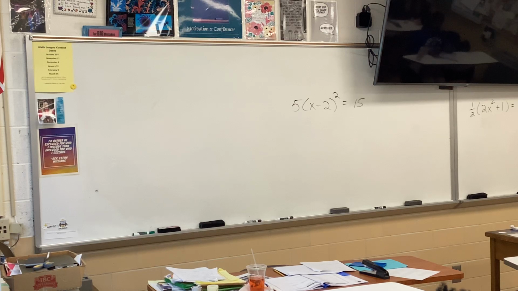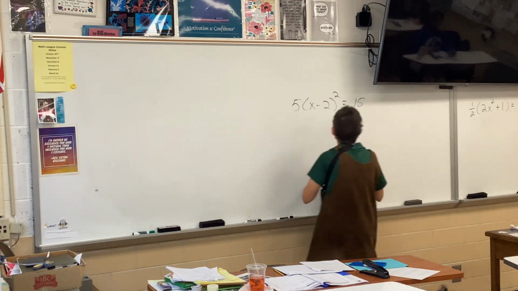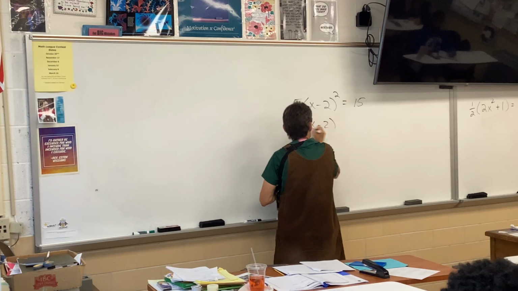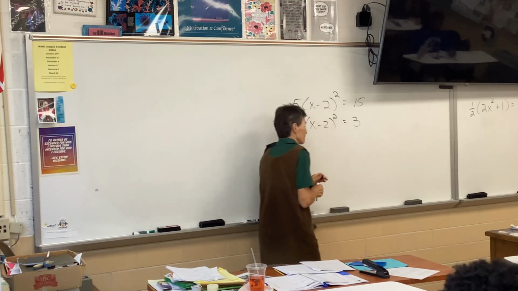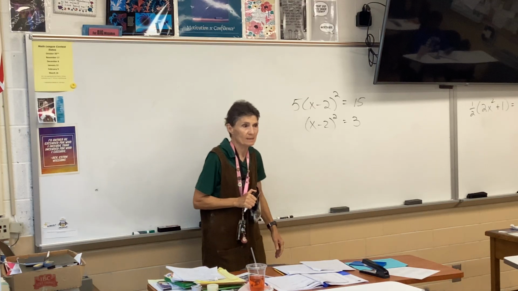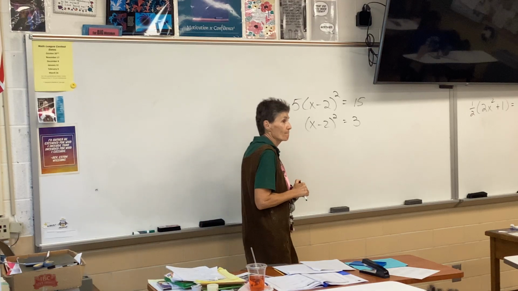Okay, so what we need to do, and the first one is what? What do we need to do in this problem right here to get this going? Divide by 5. Very good. And we're allowed to do that because the 5 is not in the parentheses. All right, now what?